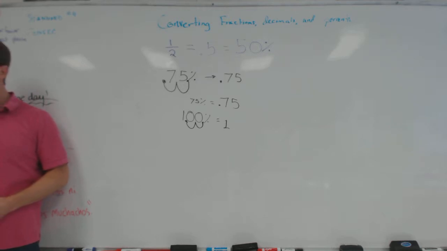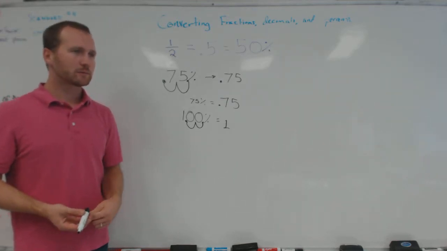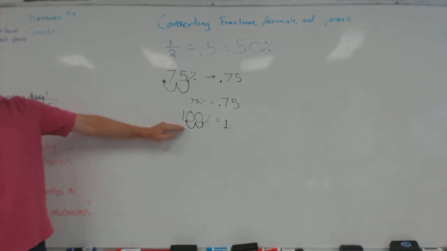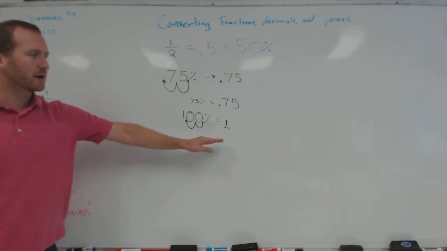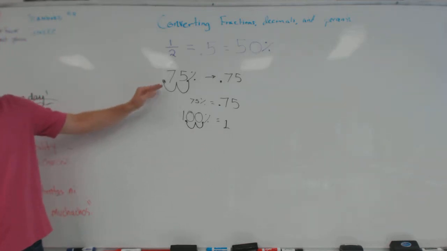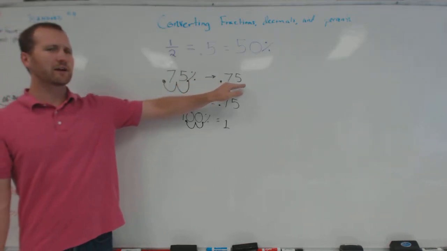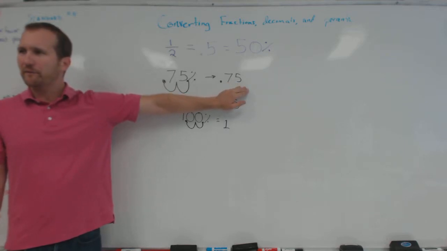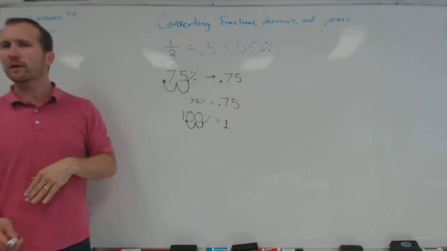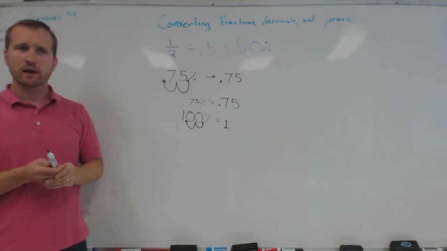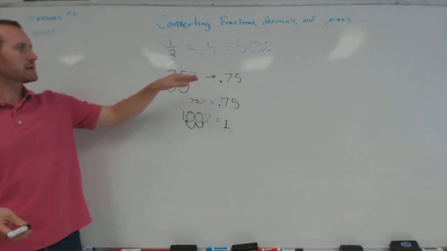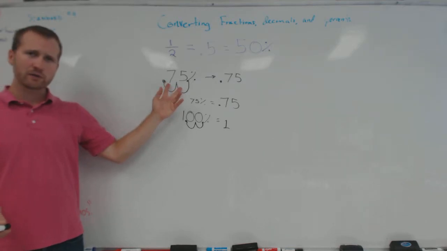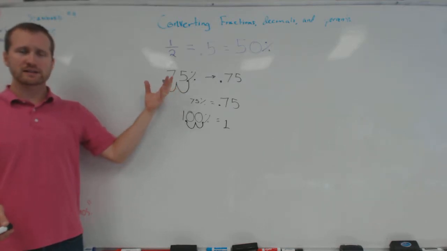Does anyone know what percent means? Divided by 100. Yeah, divided by 100, out of 100. Right? So percent is out of 100. So 100 out of 100, that's 1. 75 out of 100 is 0.75. And that will help you remember which direction to move, right? Because since a percent is out of 100, it looks like a bigger number. 75%.